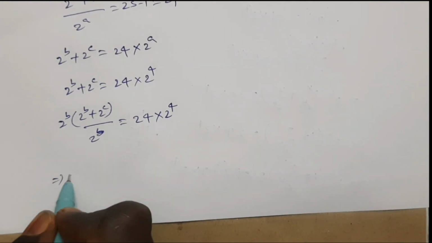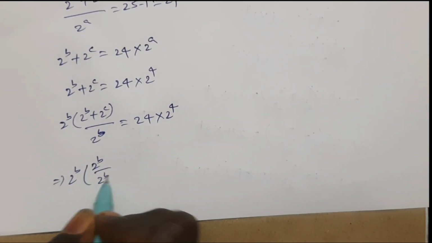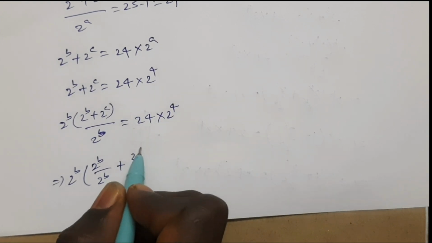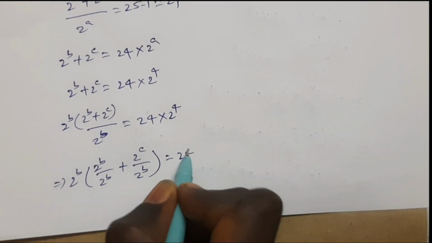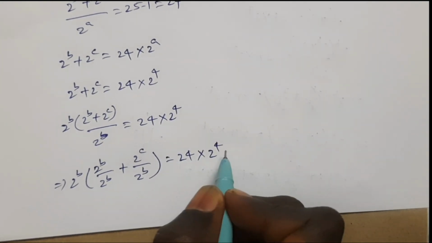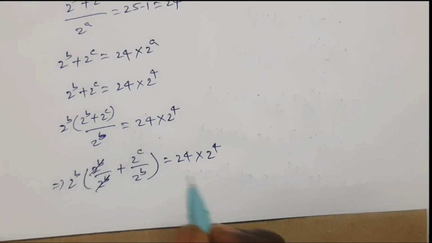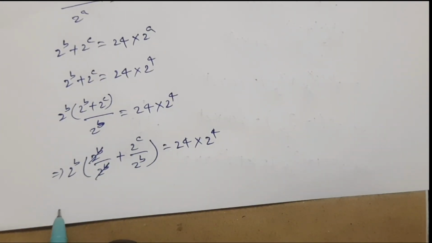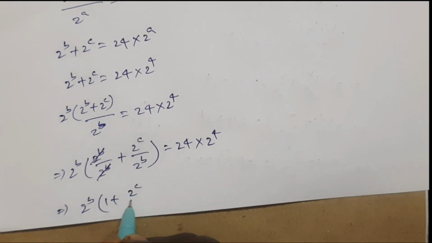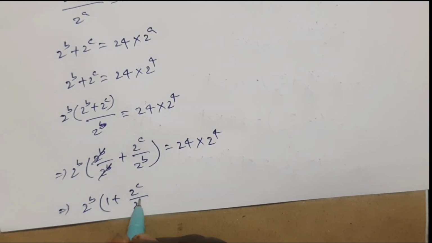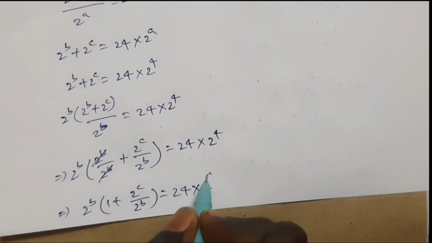సో అప్పుడు ఏమవుతుంది, 2 to the power of b ఇంటూ 2 to the power of b by 2 to the power of b plus 2 to the power of c by 2 to the power of b is equals to 24 into 2 to the power of 4. ఇక్కడ 2 to the power of bకి 2 to the power of b క్యాన్సిల్ అయిపోతుంది. అప్పుడు ఏముంటుంది, 2 to the power of b ఇంటూ 1 ప్లస్ 2 to the power of c by 2 to the power of b is equals to 24 into 2 to the power of 4.